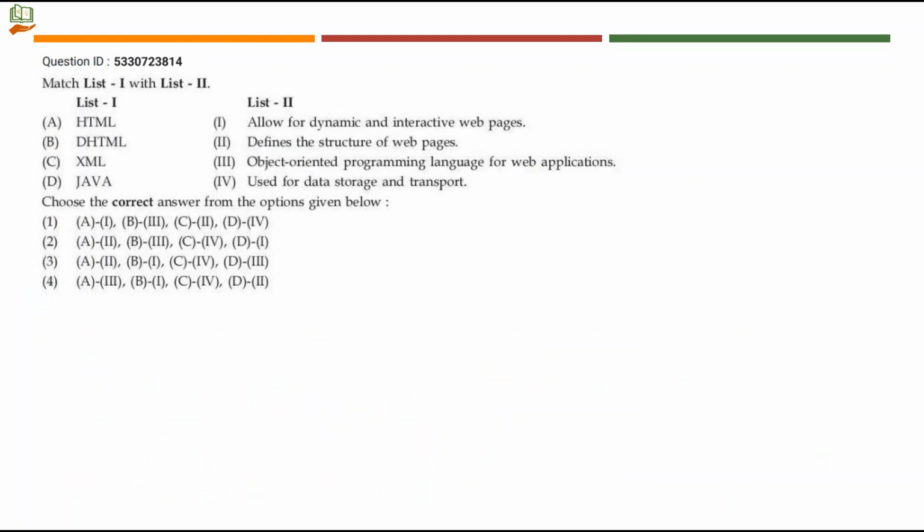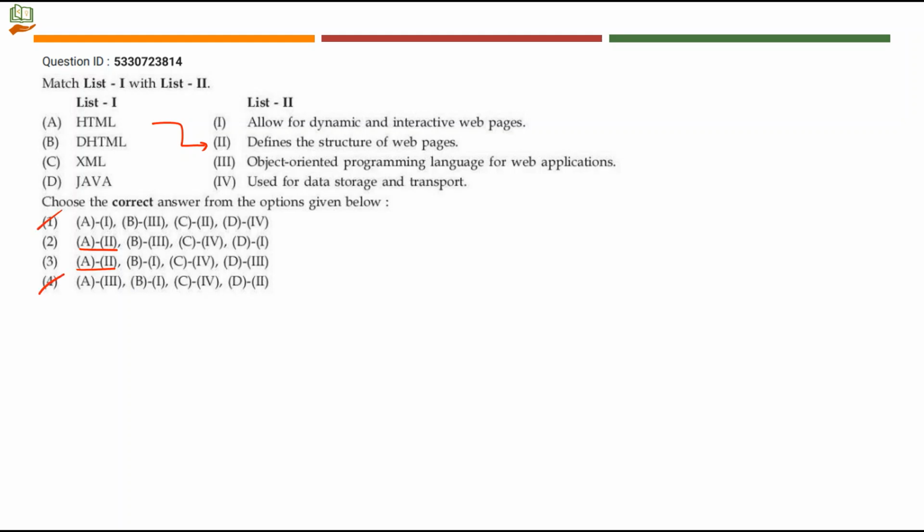Next question. Match list 1 with list 2: HTML, DHTML, XML, Java. If you have practiced the previous year question, the cancelled June 2024 exam, I would have explained about HTML, DHTML and XML there. So HTML is actually used to create web pages. So we can map HTML to 2. Defines the structure of web pages. A2 is available in 2 options. The rest of the options can be ruled out.